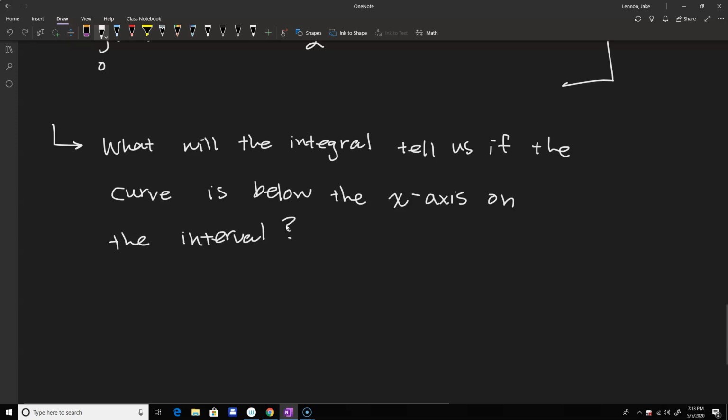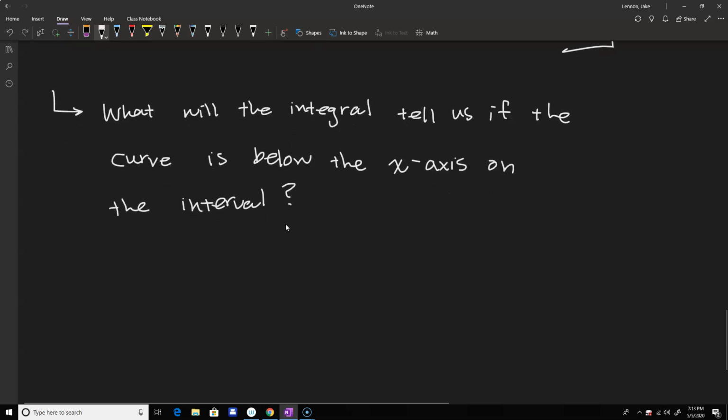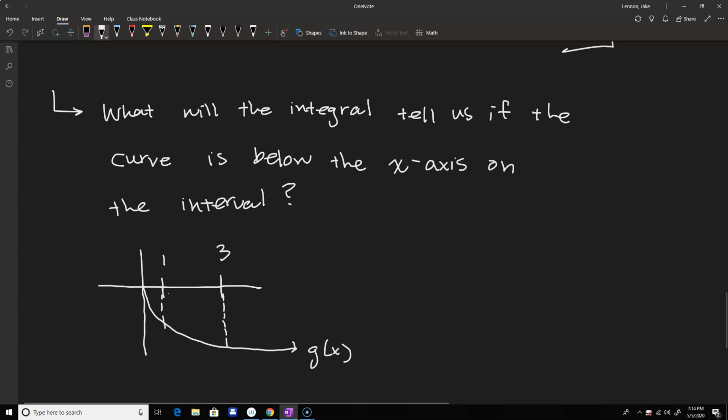So how does that impact the value of that definite integral? Let's just think about what that would look like. Let's say we have some picture, and maybe we're going from 1 to 3, and we have some function g of x that's looking something like this. If we look at an integral from 1 to 3, we'd be looking at this area. Notice this area is below the x-axis.